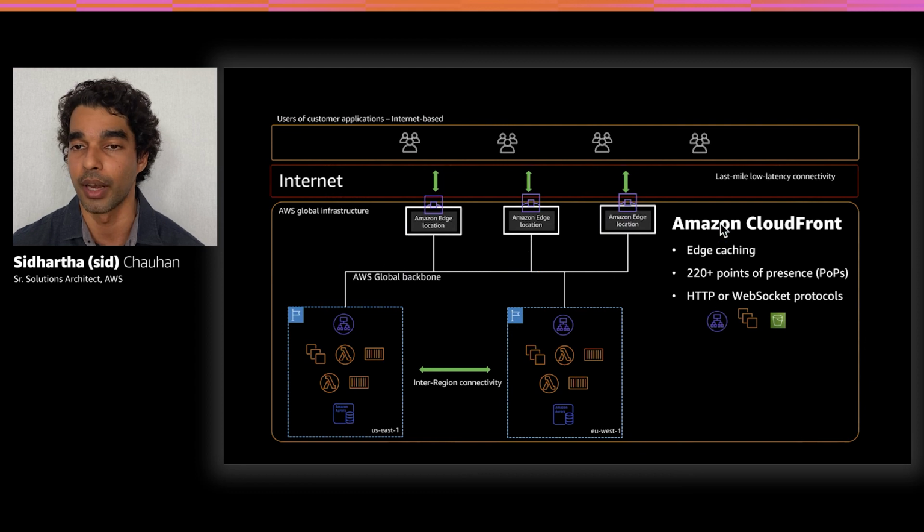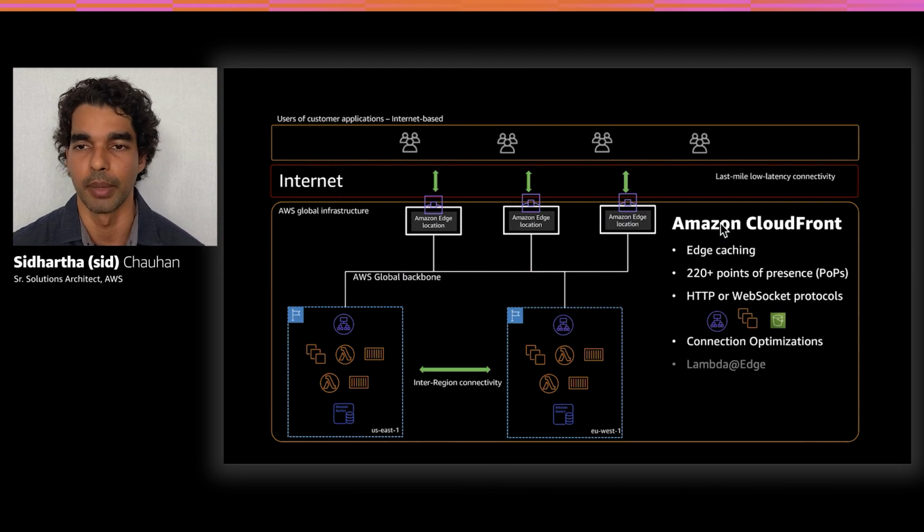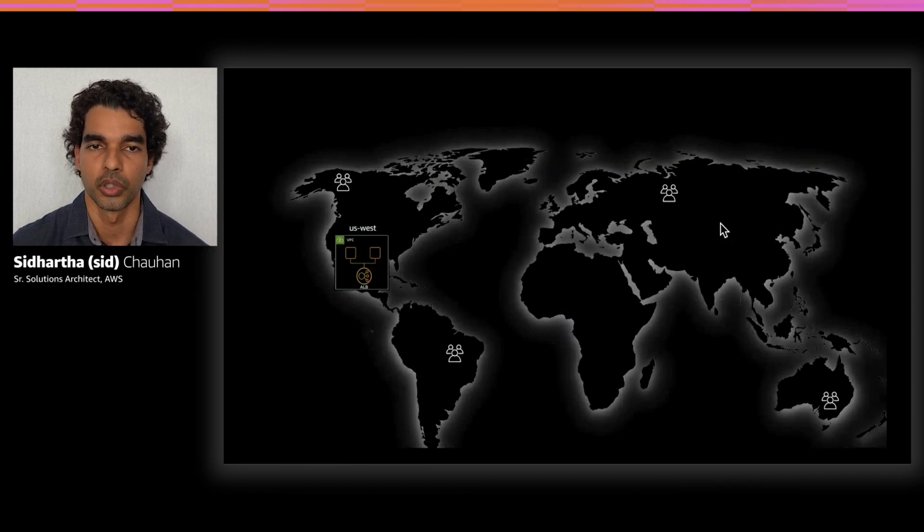We support application load balancer, EC2 instances, and S3 buckets as backends. There's a bunch of connection optimizations like connection pooling built in. You can add additional logic by using Lambda functions at the edge. And finally, it supports web application firewall, DDoS protection, and a bunch of inbuilt security. So let's see how this works.